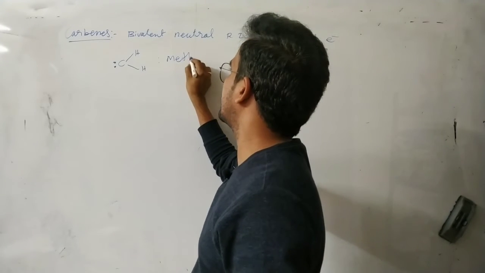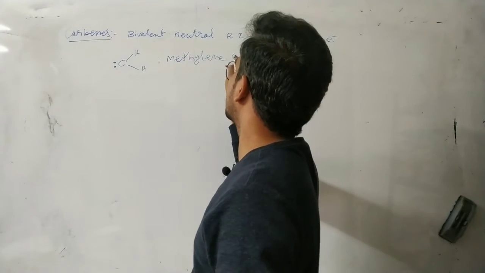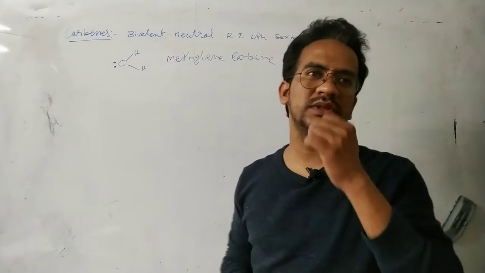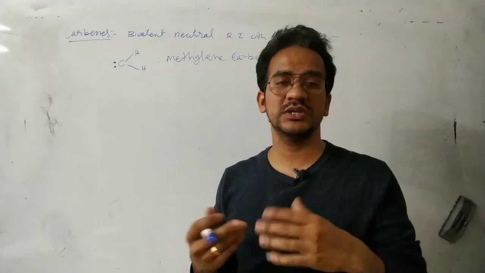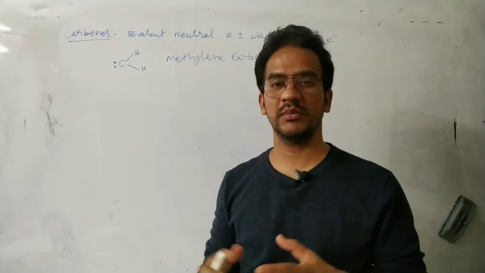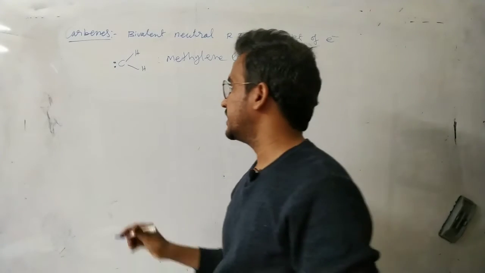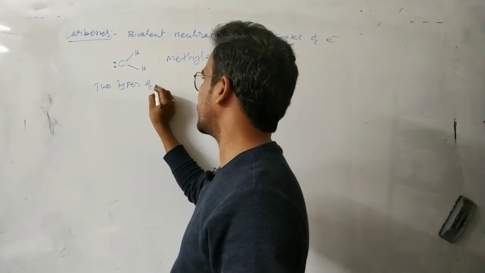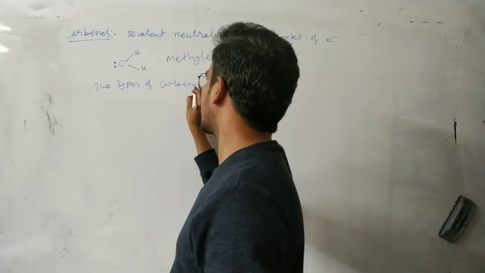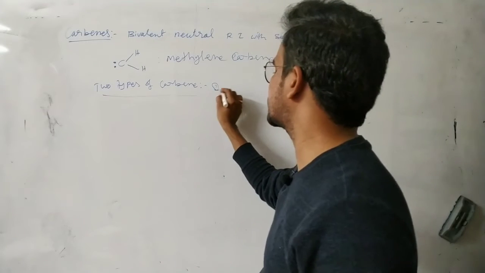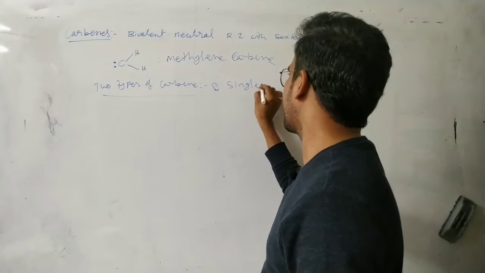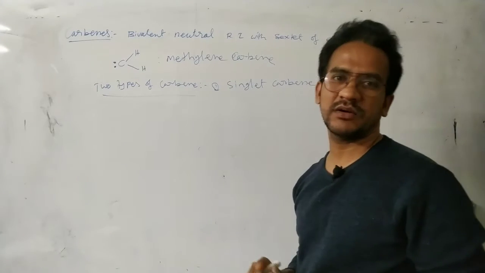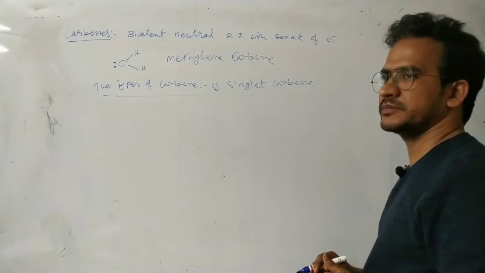This is methylene carbene. It is called methylene carbene. Now this methylene carbene exists in two forms actually. Generally carbene exists in two forms. You see two types of carbene. The first one is a Singlet carbene.